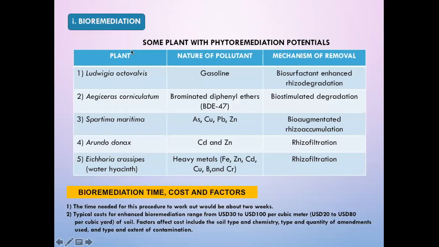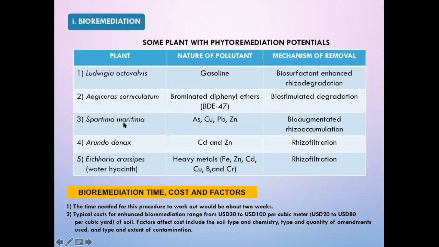Bioremediation. This is an example of plants with phytoremediation potential. These are examples of 5 plants. The first one is Ludwigia octovalvis. The nature of pollutant that can be removed is gasoline. Mechanism of removal: biosurfactant enhanced rhizodegradation. The second plant is Aegiceras corniculatum. The nature of pollutant that can be removed is brominated diphenyl ethers, BDE 47. Mechanism of removal: biostimulated degradation.